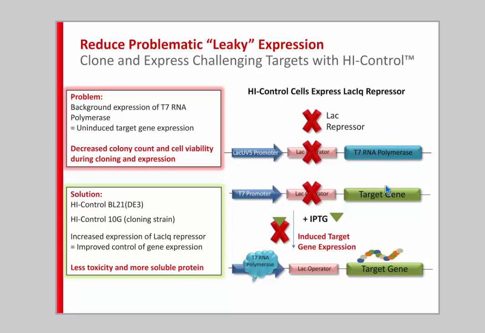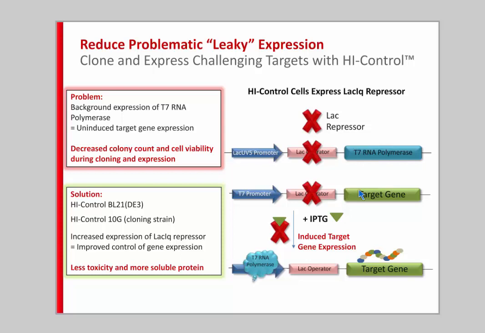And if there's leaky expression of the T7 polymerase, that can drive leaky expression of the target gene. And if it's a toxic protein, that can be very deleterious to the cell. So high control cells solve this problem by introducing higher levels of the LAC repressor to provide greater control over gene expression. And this results in less toxicity and in higher cell density achieved before induction, which can mean a large difference in soluble protein yield.